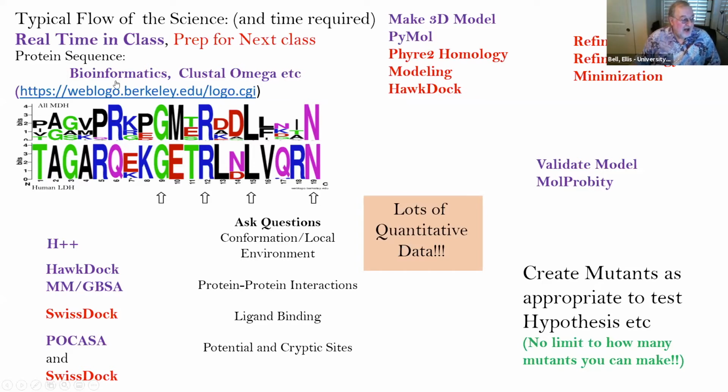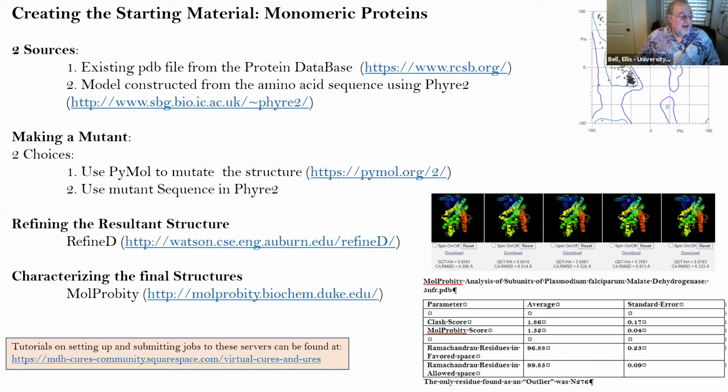This all started with doing some bioinformatics and using things like Clustal Omega. And the students loved making these sort of web logos of conservation, and it gave them something visual that they could talk about. The main thing was, all of these techniques gave us lots and lots of quantitative data.